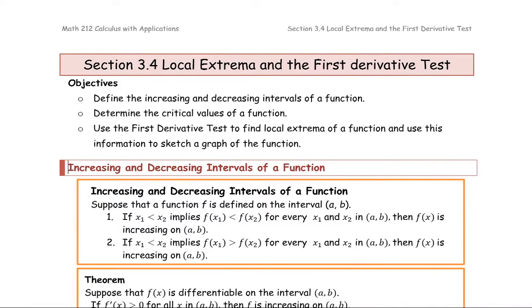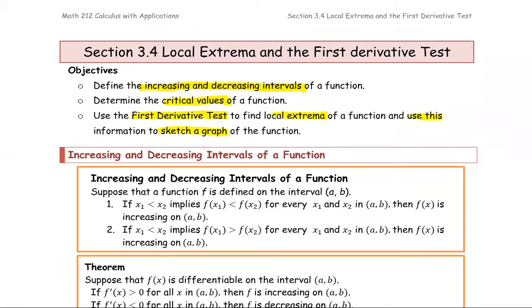Section 3.4 Local extrema and the first derivative test. Objectives. The first one is to define the increasing and decreasing intervals of a function. Next, to determine the critical values of a function. The last one is to use the first derivative test to find local extrema of a function and use this information to sketch a graph of the function.